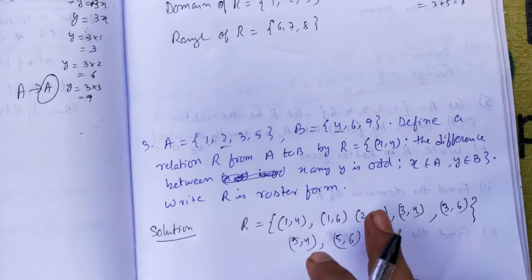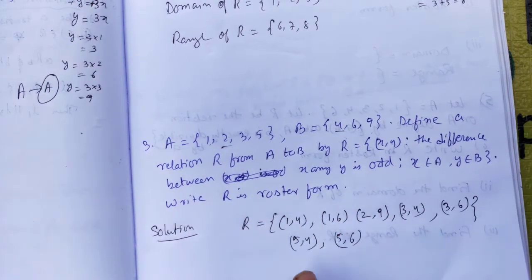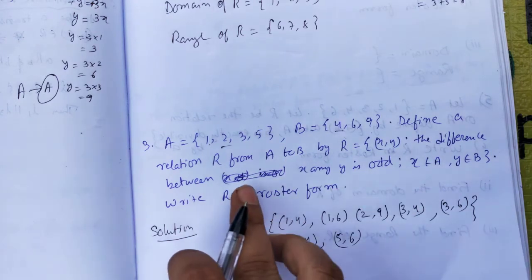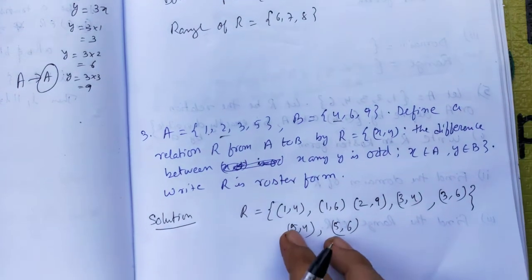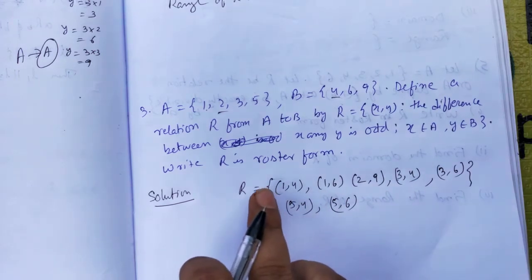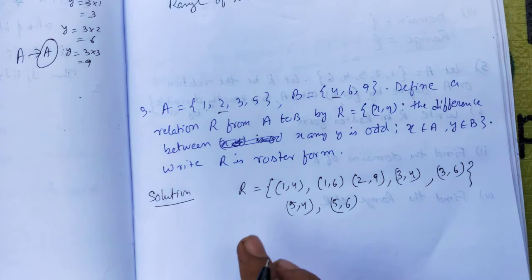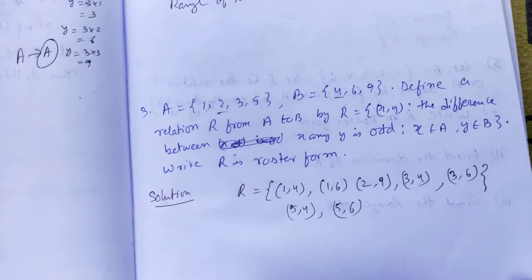Now your question is to write in the roster form. So we got it in the roster form. You don't have to find domain and range. So answer is this one. If they ask you to find domain and range, domain will be 1, 2, 3, 5. Range will be 4, 6, 9. Next, go to the next question.